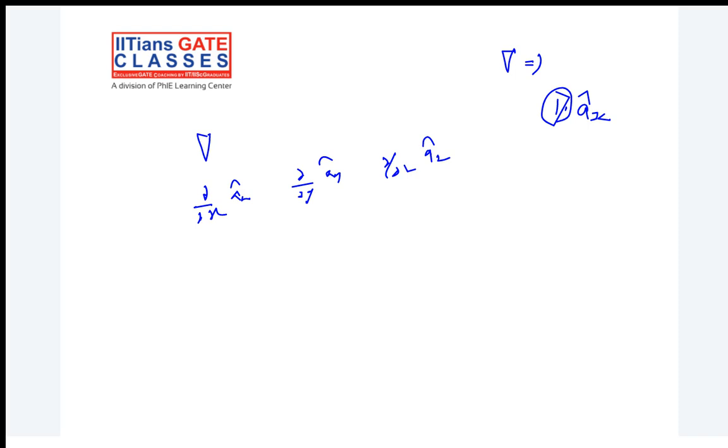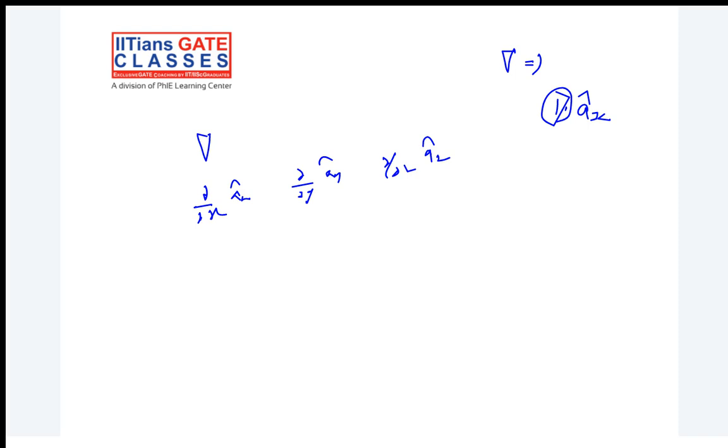But sir, in circular or cylindrical coordinates, in some cases it will not be 0, right? Because there will be some scaling factors. Correct. There will be scaling factors.